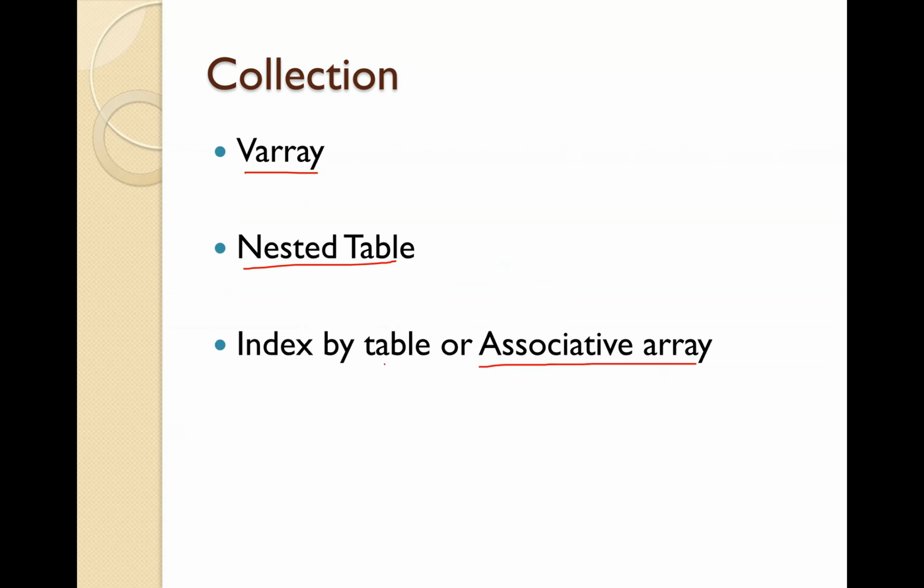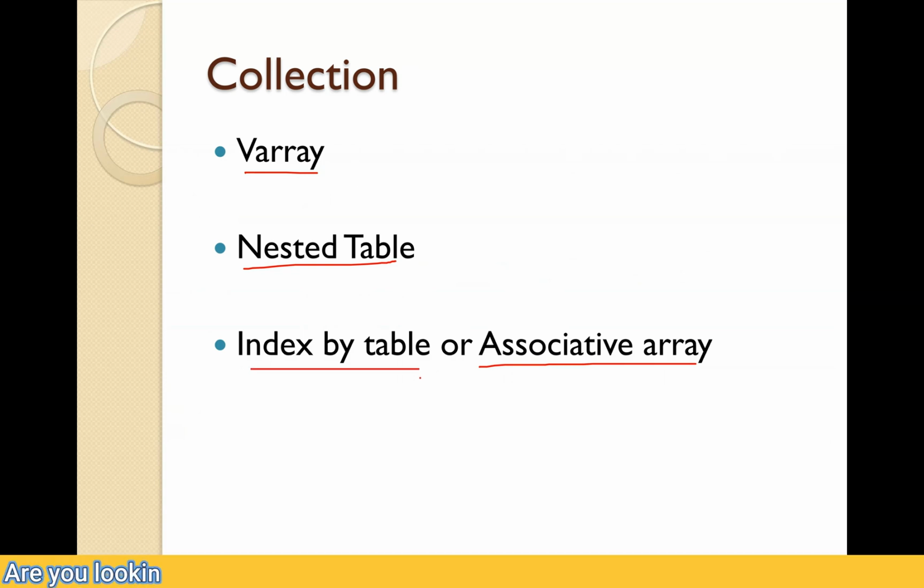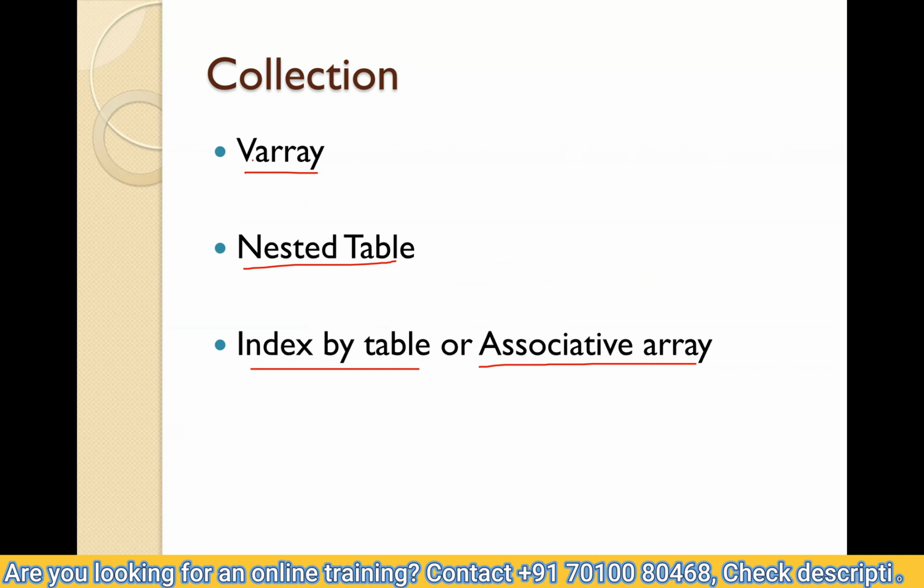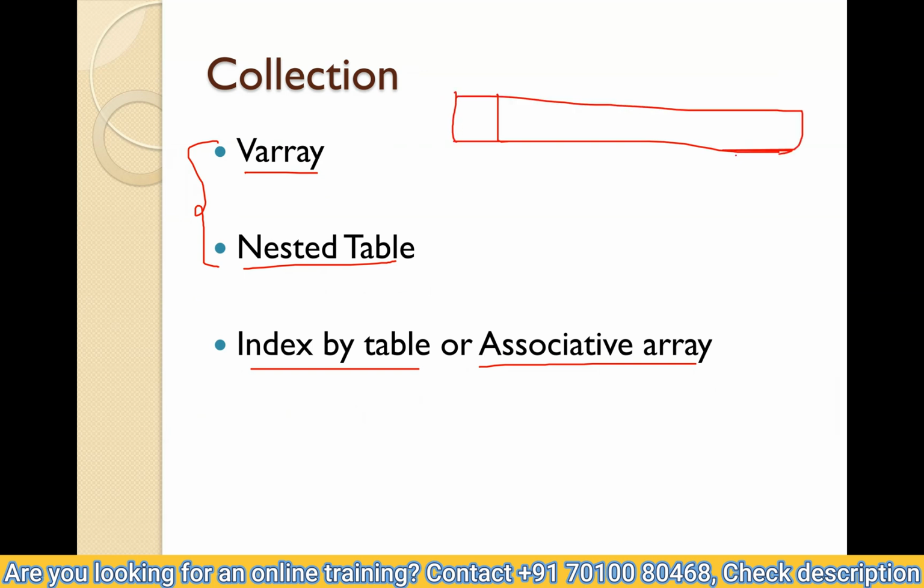Okay, associative array or index by table. Normally we'll call it an associative array or index by table. Say in the VArray and nested tables, so if you take VArray and nested table, both will have the index part and the array of values it is storing. The index value will be defined by Oracle.